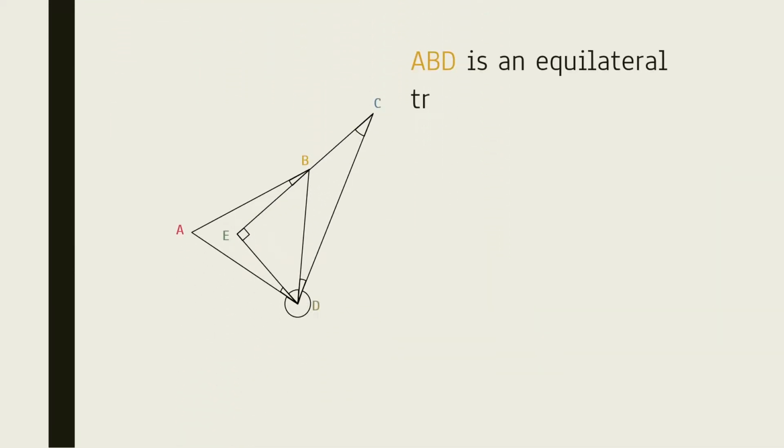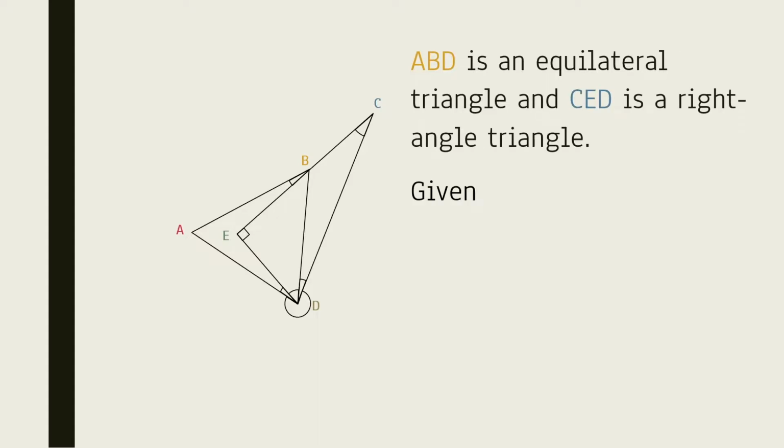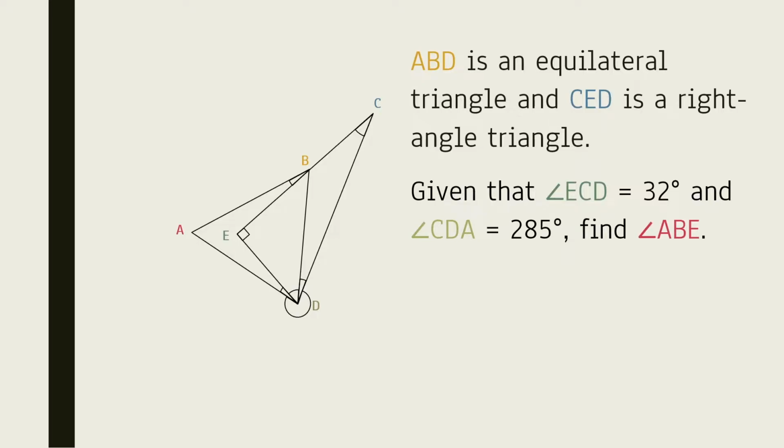ABD is an equilateral triangle, and CED is a right-angled triangle. Given that angle ECD is 32 degrees, and angle CDA is 285 degrees, find angle ABE. The angle we want to find out is here, highlighted in yellow. So, how do we even begin?